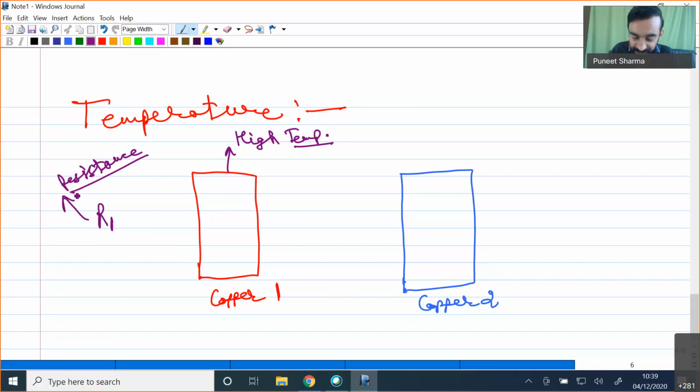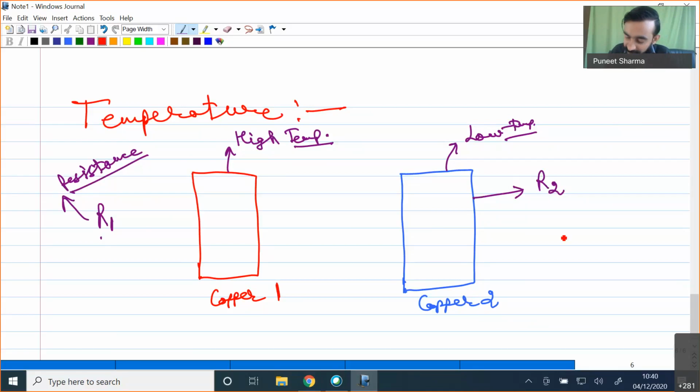And if I take the second copper block, which I have maintained at low temperature, so I have cooled this copper block, and obtain the value of resistance corresponding to this situation as R2. Okay, so the initial condition is that we have a high temperature block having resistance R1, and a low temperature identical copper block having resistance R2.